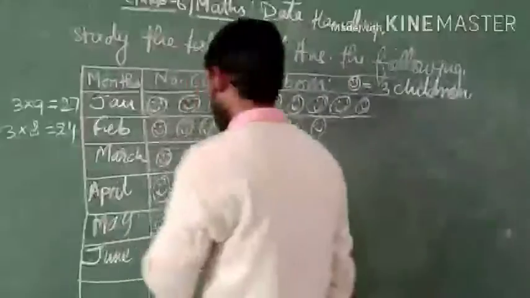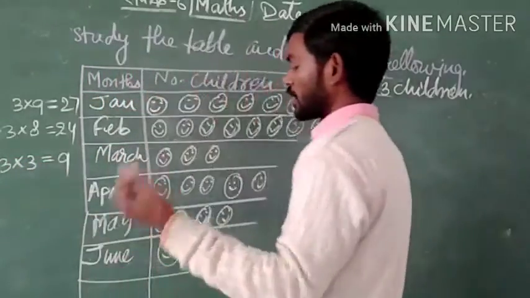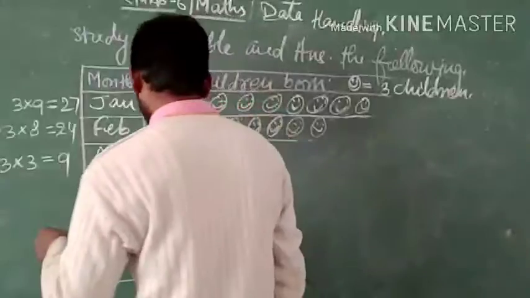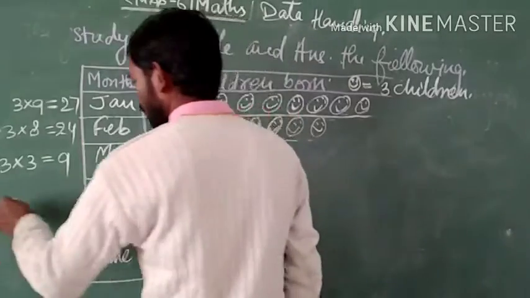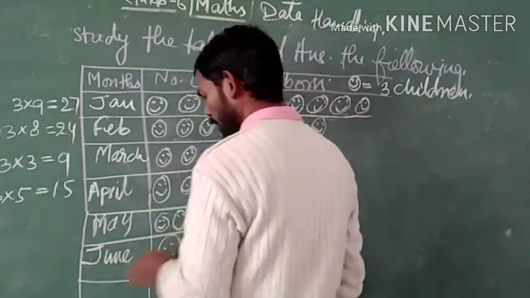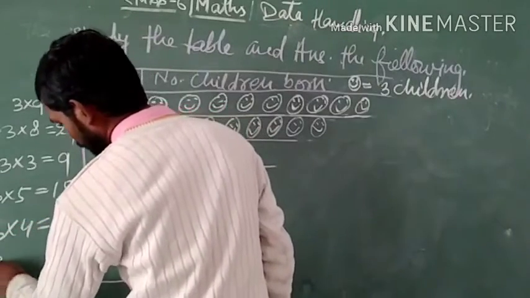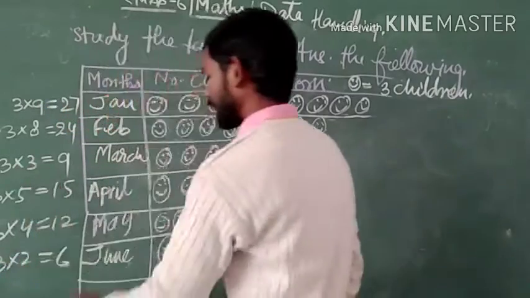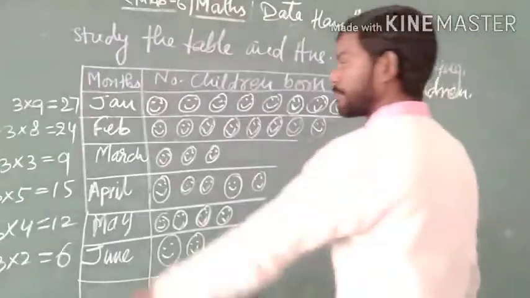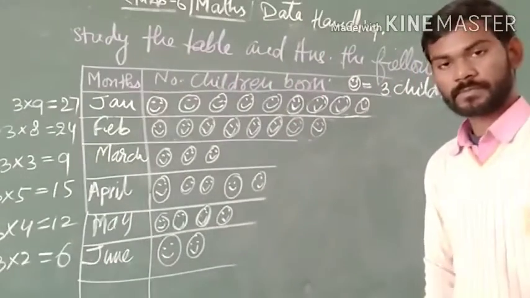In March, there are 3 Ismaili, therefore 3 multiplied by 3 is equal to 9 children born in March. Similarly, in April there are 5, therefore 3 multiplied by 5 is equal to 15 children. In May, 3 multiplied by 4 is equal to 12 children, and lastly 3 multiplied by 2 is equal to 6 children born in June. So these are the numbers of children born in the respective months.